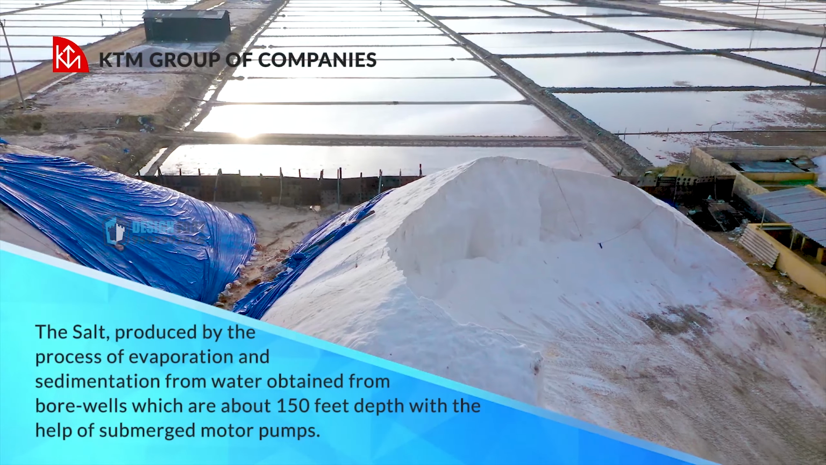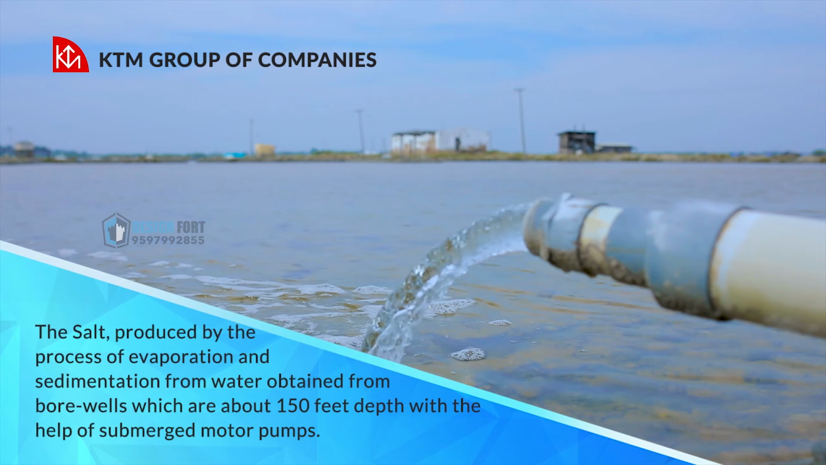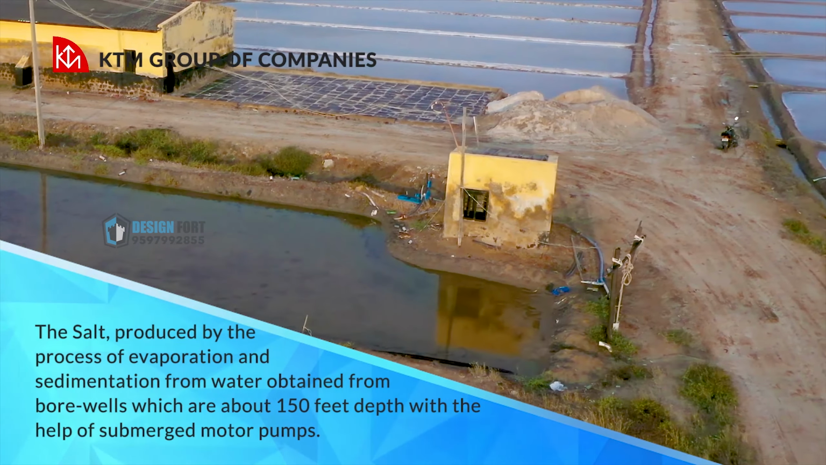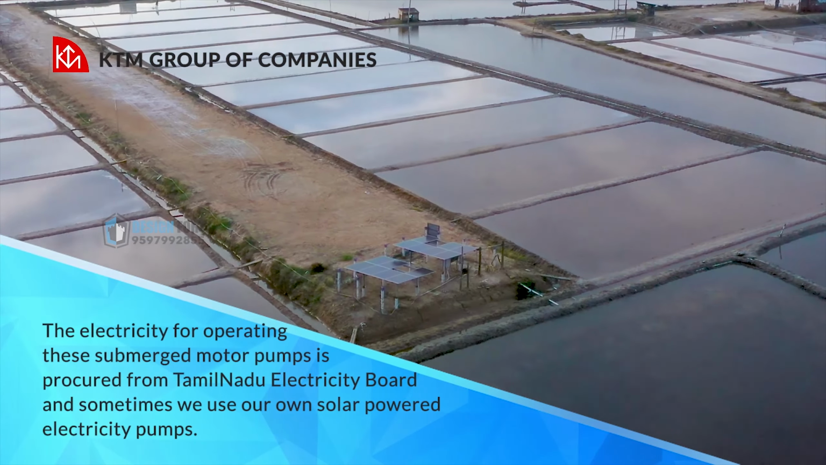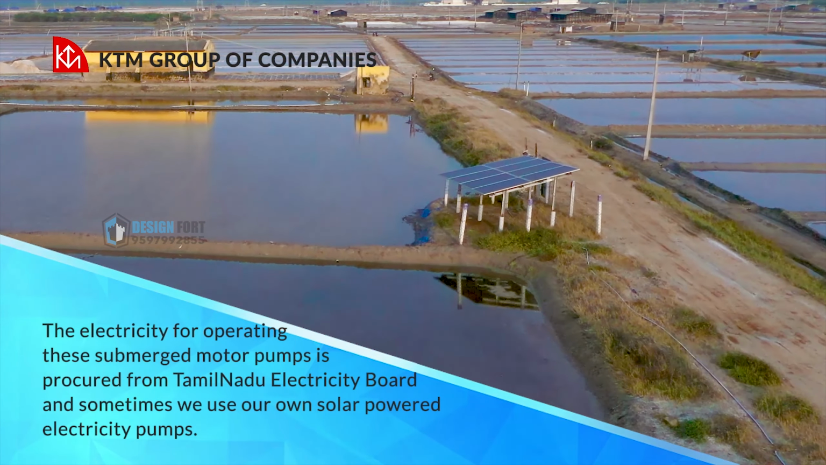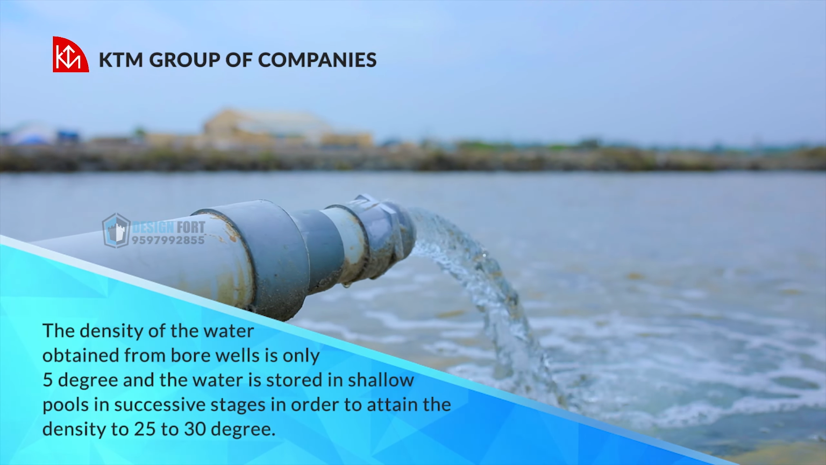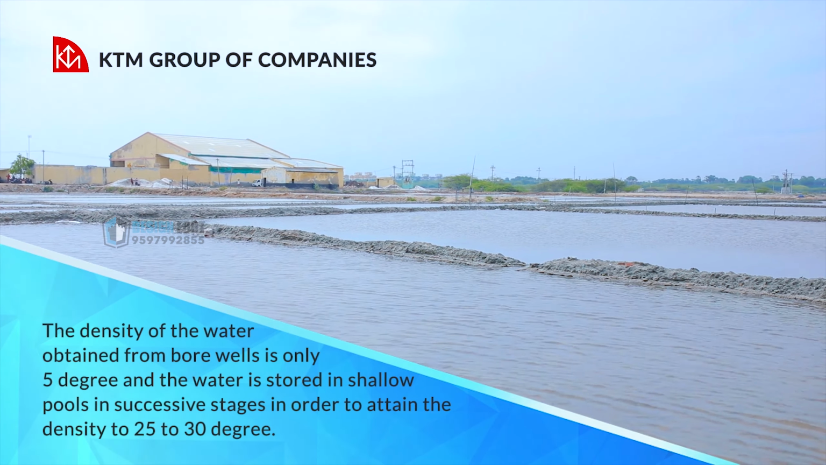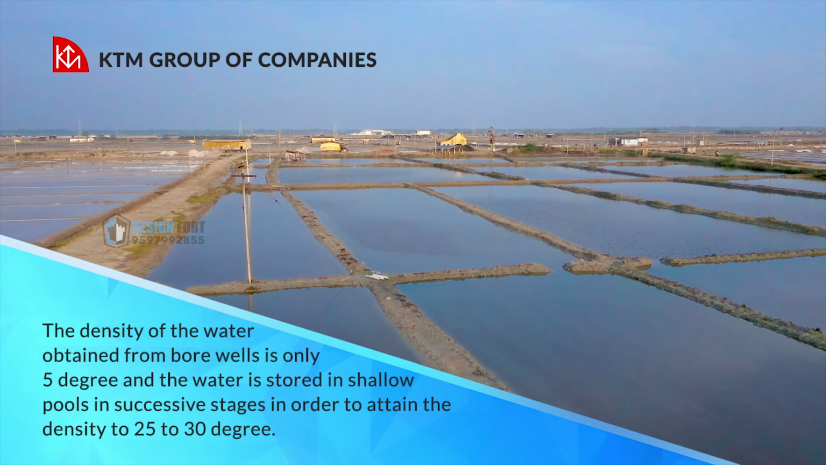The salt is produced by the process of evaporation and sedimentation from water obtained from borewells, which are about 150 feet deep, with the help of submerged motor pumps. The electricity for operating these pumps is procured from Tamil Nadu Electricity Board, and sometimes we use our own solar-powered electricity pumps. The density of the water obtained from borewells is only 5 degrees, and the water is stored in shallow pools in successive stages in order to attain a density of 25 to 30 degrees.